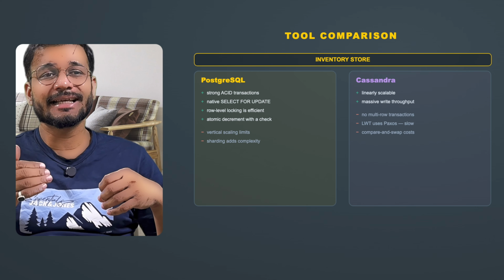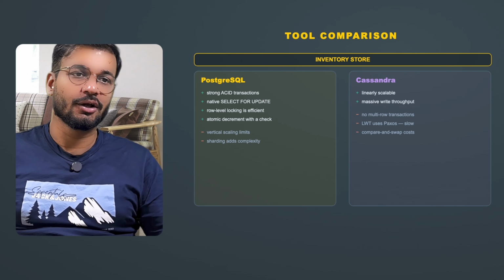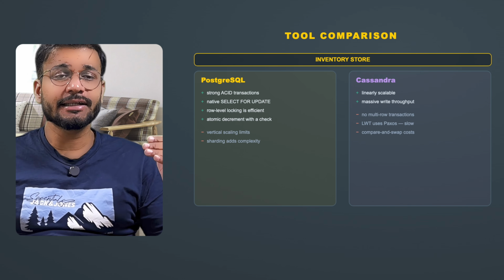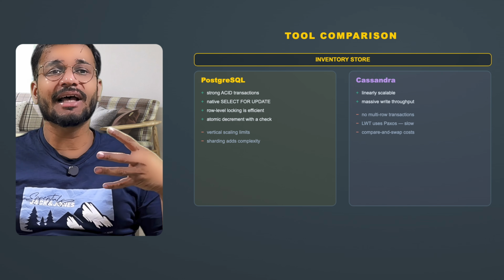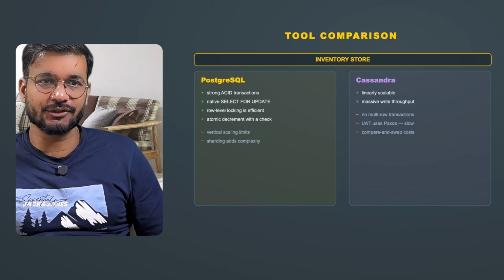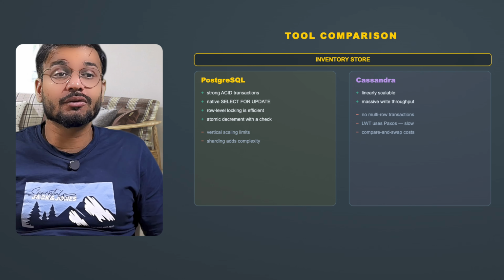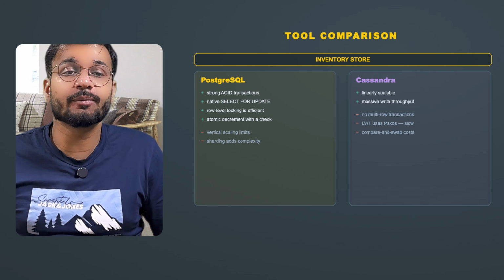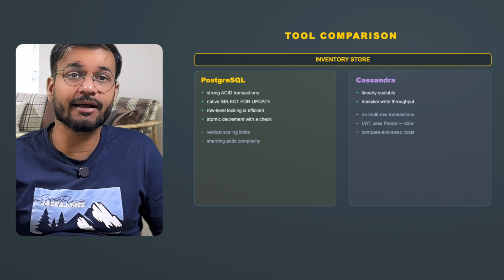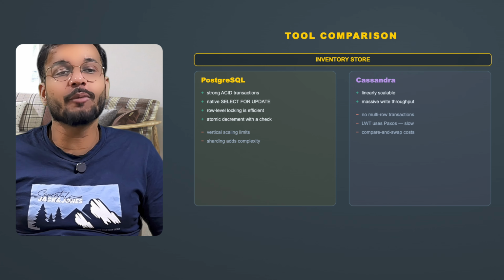Then the downside is it has vertical scaling limits. Sharding adds complexity. Cassandra is linearly scalable. It can handle massive write throughput, but no native multi-row transactions. Lightweight transactions use Paxos, slow and limited. So doing a decrement only if available is greater than 0 reliably in Cassandra requires careful use of compare and swap, which has performance costs.